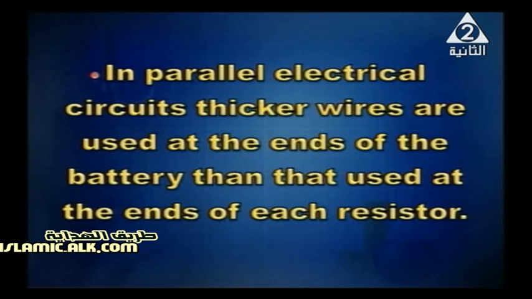Another give reason: in parallel electrical circuits, thicker wires are used at the ends of the battery than those used at the ends of each resistor. So we've got a circuit that contains a battery and a group of resistors connected in parallel. But there is something we want you to explain. Yes, there are thicker wires at the ends of the battery, wires which are thicker than those at the ends of each resistor.